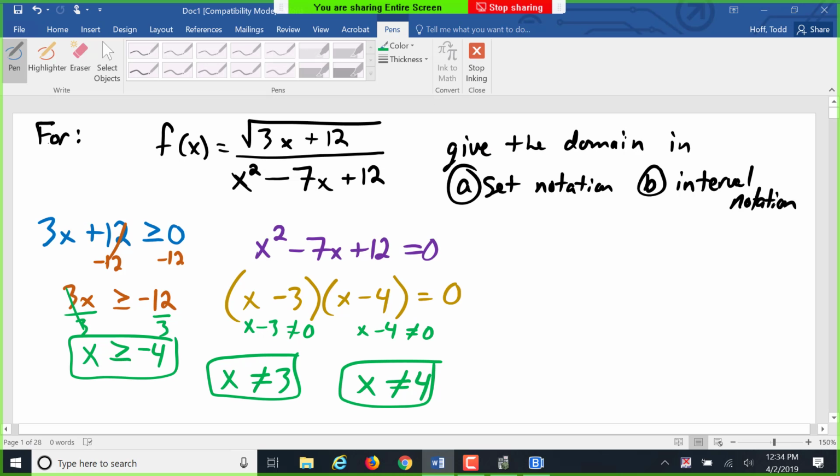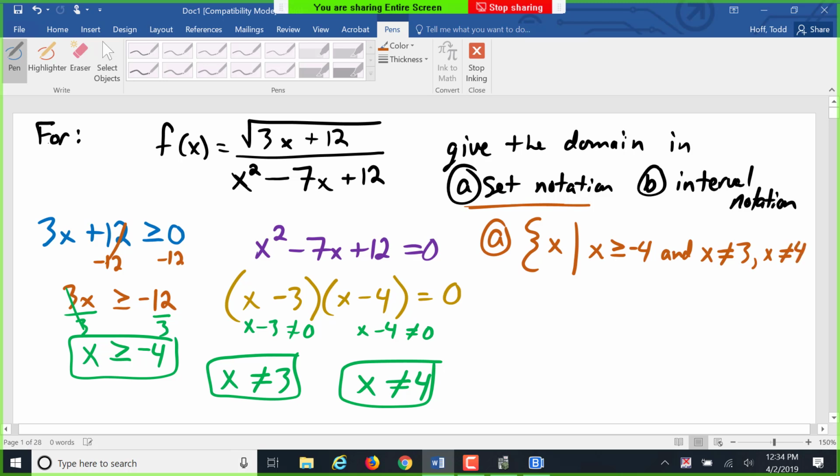So now it's a matter of expressing them first in set notation. So in set notation, this is all values of x such that x is greater than or equal to negative 4 and x is not equal to 3 and x is not equal to 4. So that's the set notation.